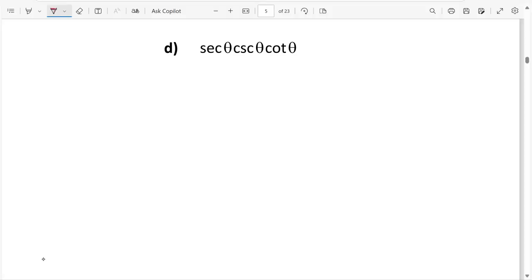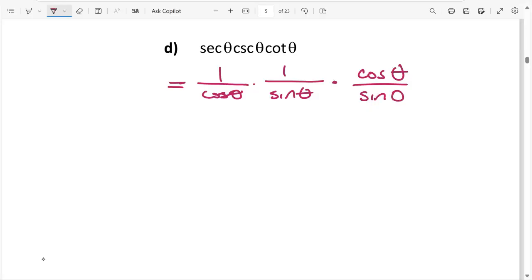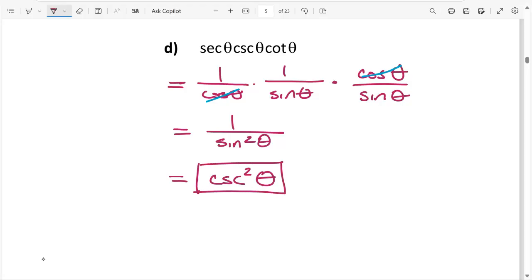In D, we have 3 trig functions multiplied together, so I'm going to rewrite each using sines and cosines. So secant of theta is 1 divided by the cosine of theta. Cosecant of theta is 1 divided by the sine of theta. And cotangent of theta is cosine of theta divided by the sine of theta. I'm going to grab my handy-dandy cancellation pen, cancel those factors of cosine, and then we'll just get 1 over the sine squared of theta when we multiply, and 1 over sine is cosecant, so this is cosecant squared of theta.